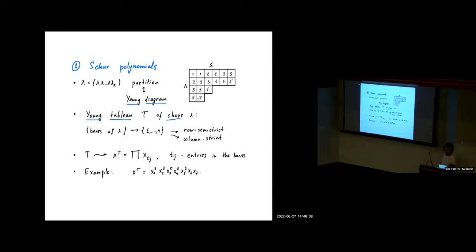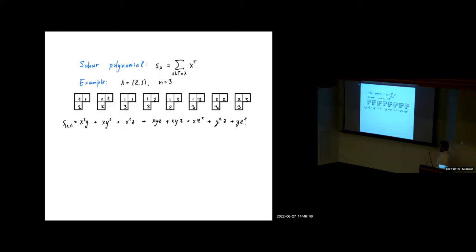So lambda is the underlying diagram, and let me take some smaller example. So let me take the diagram 2 1 and n equal to 3. So here I have all the Young tableaux filled by 1, 2, and 3. So there are 8 of them. And I can sum these monomials up, and what I get is called the Schur polynomial.